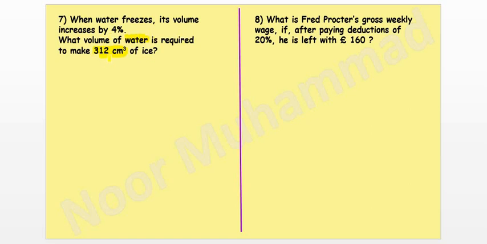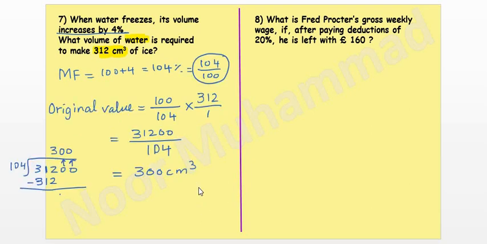So we have the final, they want us to find the original. So how do we find the original? As we did in the last questions, to find the original, first we have to get the multiplying factor. So I will get the multiplying factor by adding 4, because it's a case of increase, so it will become 100 plus 4. Okay, better I explain you. Pause the video and complete it on your own. So here is the answer, students. 300 cubic centimeters water is required to make 312 cubic centimeters of ice.